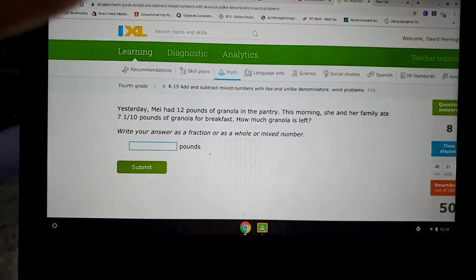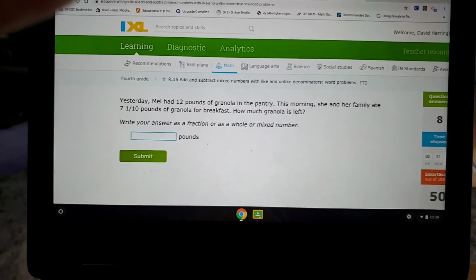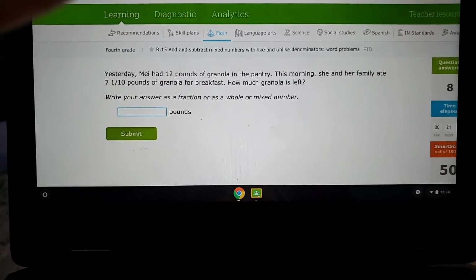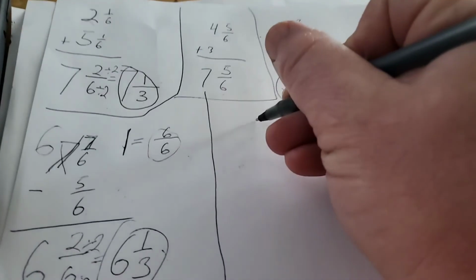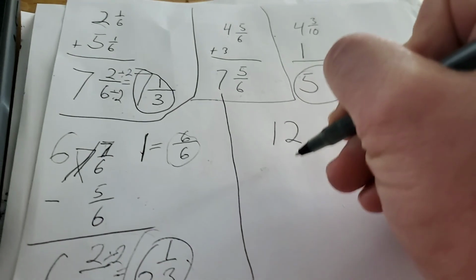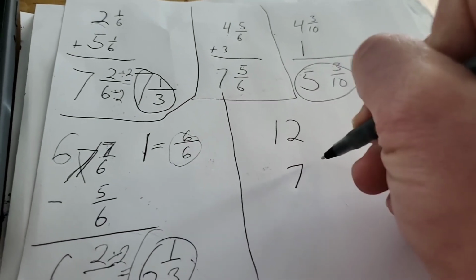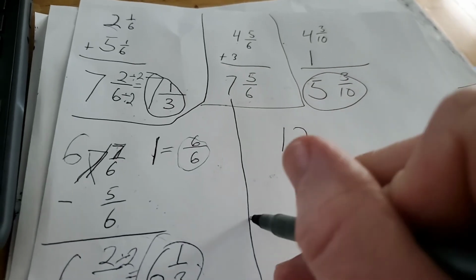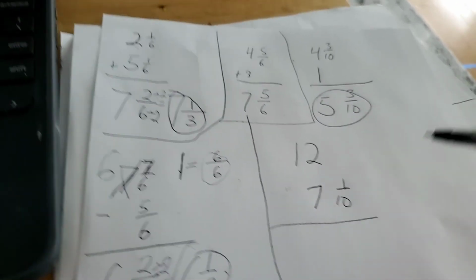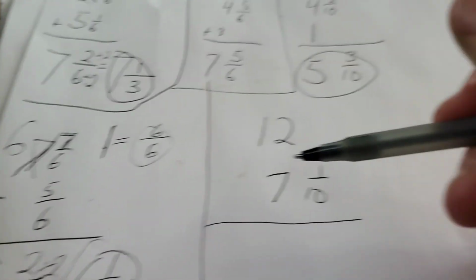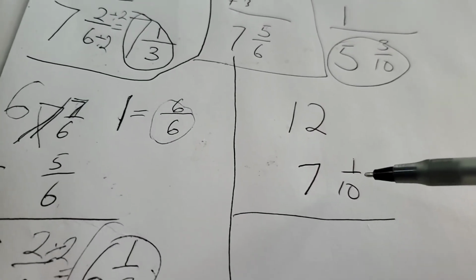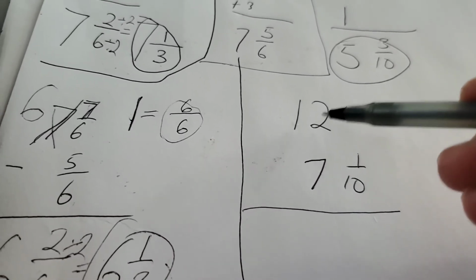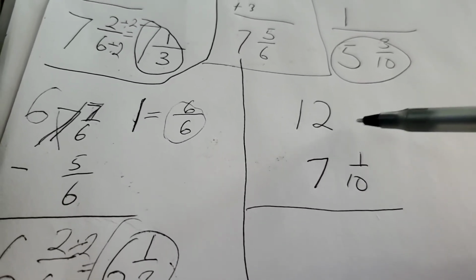Ooh, good one. Okay. So let's start again. How much is left over? That's your key. Keywords we're subtracting here. So we're starting with 12 pounds. Then the 7 1/10 out of the pantry. We're trying to find out what's left. Well, I can't subtract this fraction from nothing. I have to rewrite this 12 number with a fraction.